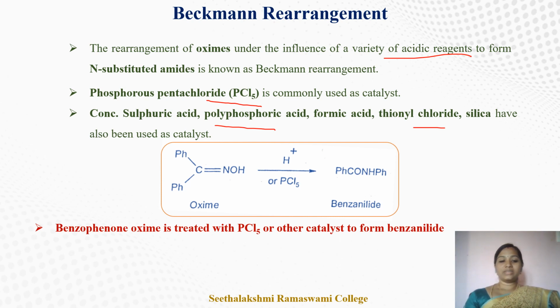So here you can see the benzophenone oxime is treated with phosphorus pentachloride or any acid catalyst. It leads to the formation of benzanilide.